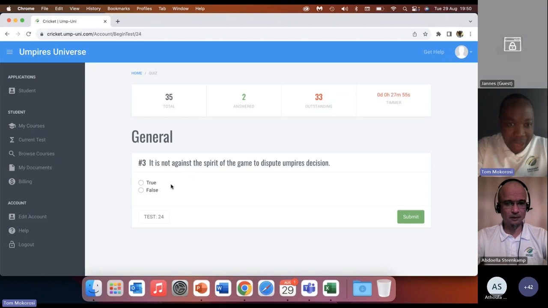That's correct, Sharon. I agree with that. It is a negative statement. It is not against the spirit of the game to dispute an umpire's decision. That is false. It is against the spirit of the game to dispute an umpire's decision.